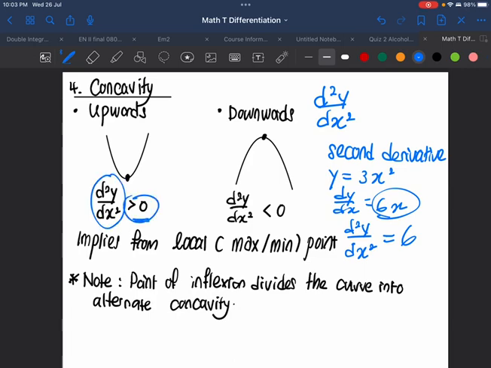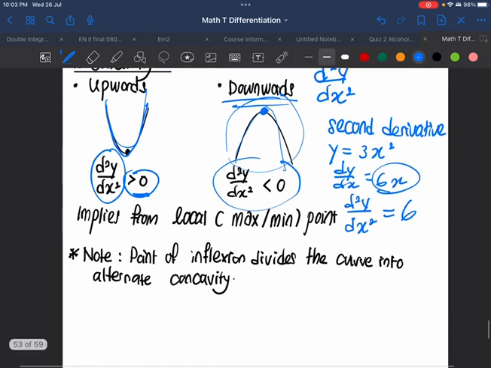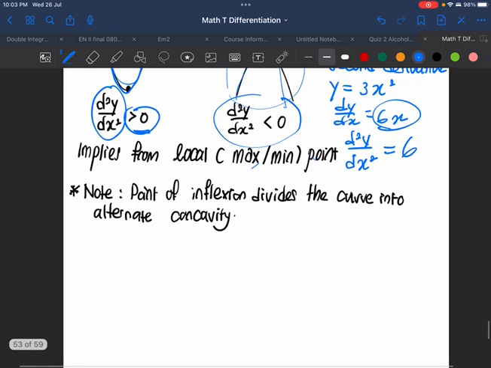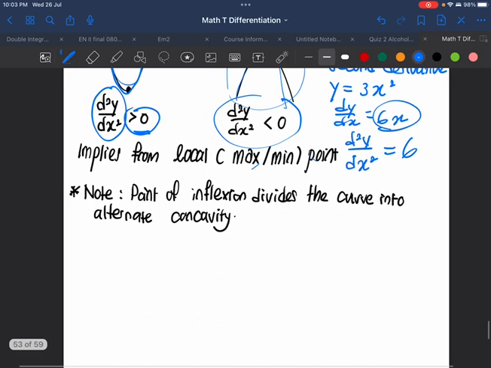Alright, so when we determine the d squared y dx squared and the answer is greater than 0, we will get a concave upwards curve. So we will get a pattern like this. And if we get less than 0, we will know it is concave downwards. So the turning point is here, and here is concave downwards. So it's implied from the local maximum or minimum point. However, we will learn how to do it later in the example I showed.